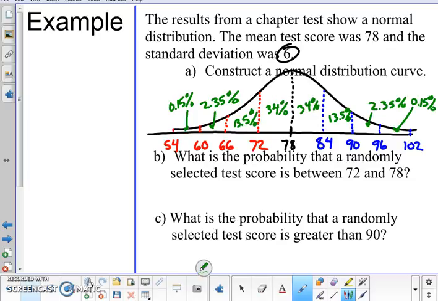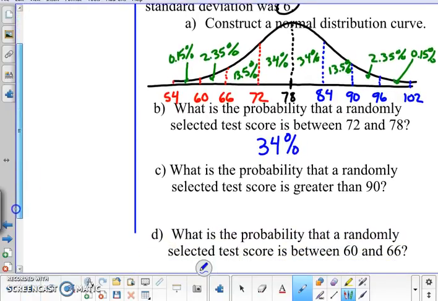So if we have this normal distribution, the majority of us, the 68% of us, had a score between 72 and 84. That's just a general, and look at that. It's pretty close to that same question here for B. What is the probability that a randomly selected test score is between 72 and 78? Well, we've already recorded that percentage in there, and we can just rewrite it down here as 34%.